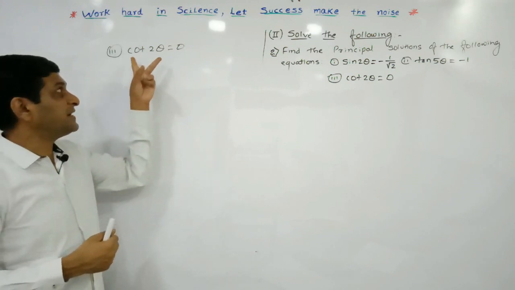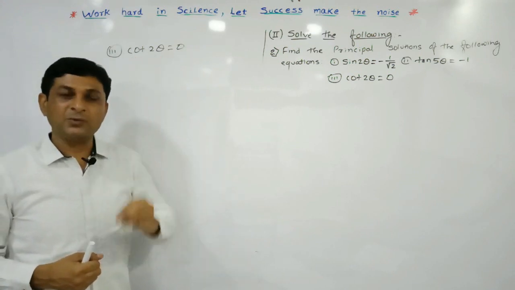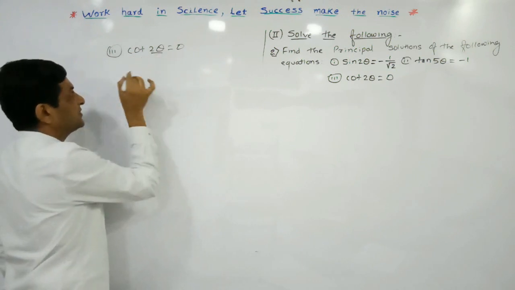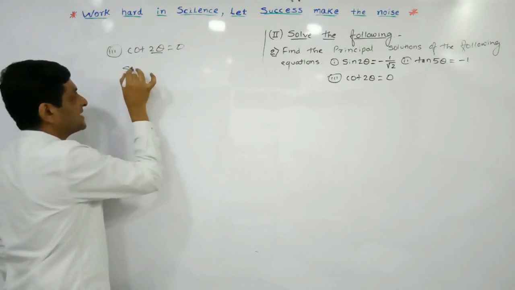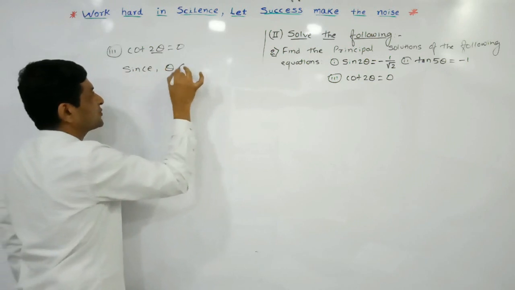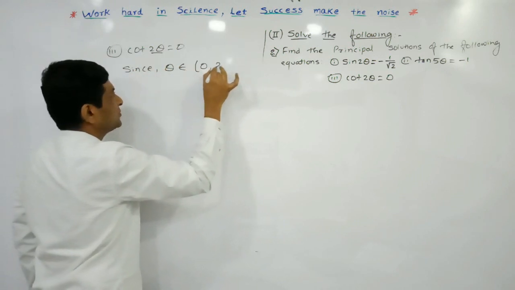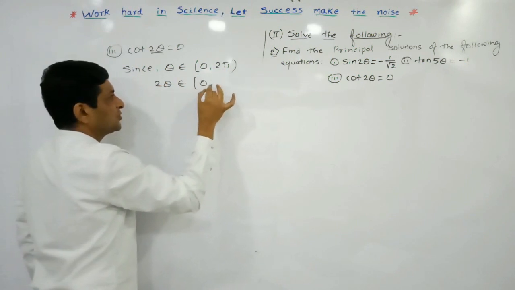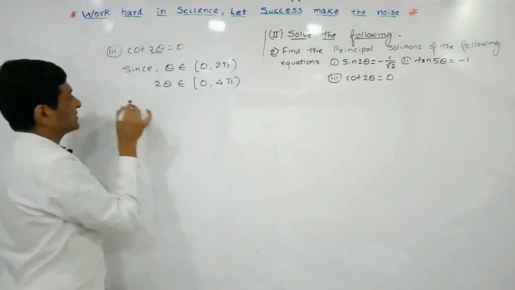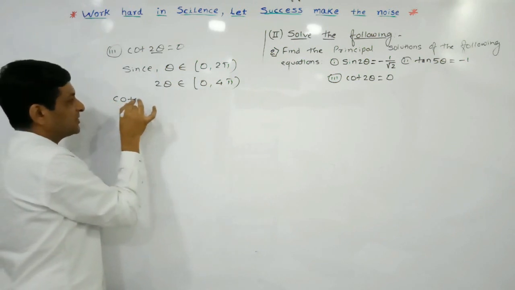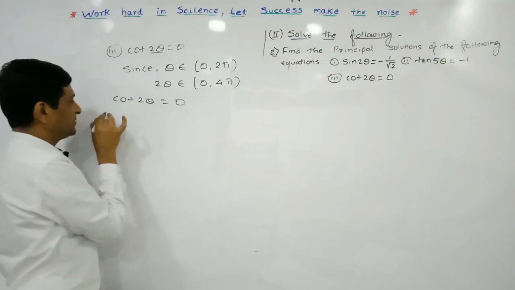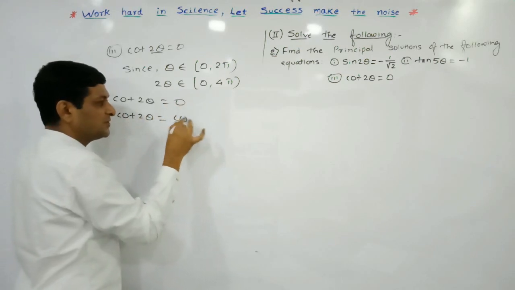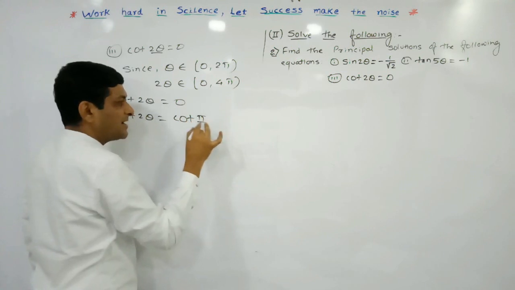Now see the last example. In this case, the given trigonometric equation is cot 2 theta equals 0. Here 2 theta is given to us, so if theta belongs to 0 to 2 pi, then 2 theta belongs to 0 to 4 pi. So consider the given equation, cot 2 theta is equal to 0. 0 is the value of cot pi by 2 also.